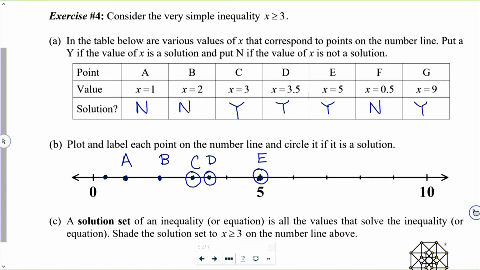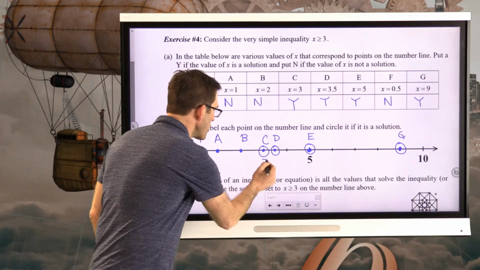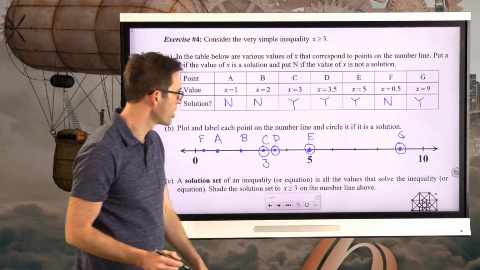0.5, letter F, is way down here, but I'm not going to circle it. And then 9, which is way out here, I'm going to circle that. All right, now, to take a look at this for a second, I'm going to write down the number 3 right here, because that's where we are.